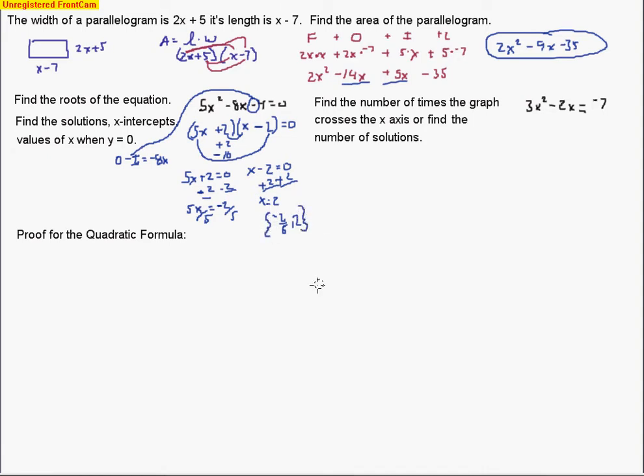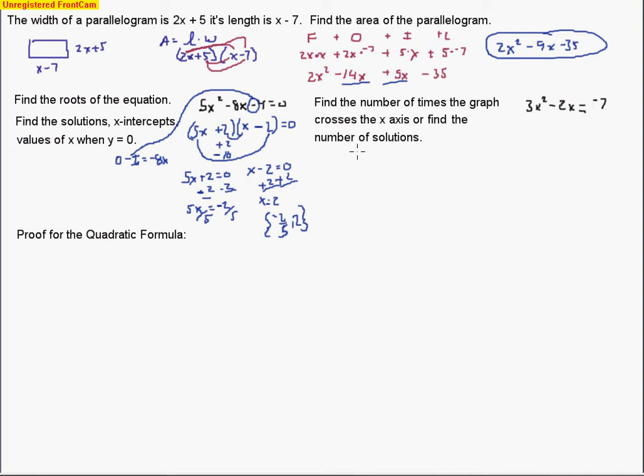So taking a look at our next problem, we have 3x squared minus 2x equals negative 7. What they're asking is to find the number of times the graph crosses the x-axis. So all they want to know is just how many times. They don't want to know what those values are. So what we're going to end up doing is using what we call the discriminant.